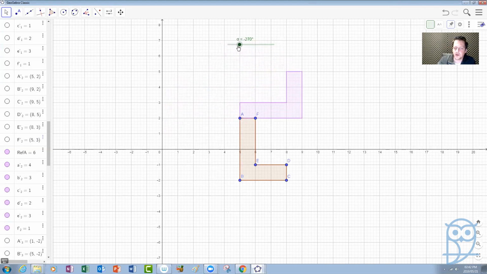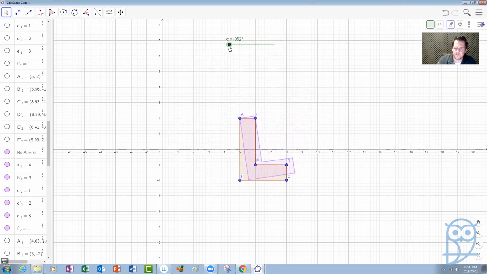This one over here is 270 degrees counterclockwise, or it is 90 degrees clockwise. I feel like I'm getting those directions confused. That's clockwise. That's counterclockwise. Okay. So that one moving this way is counterclockwise, 90 degrees.